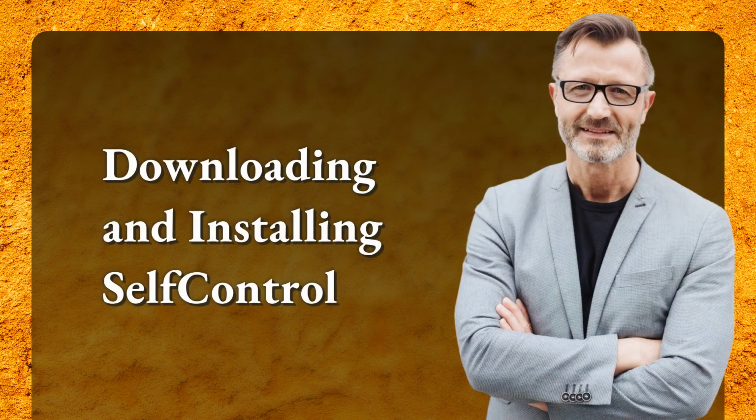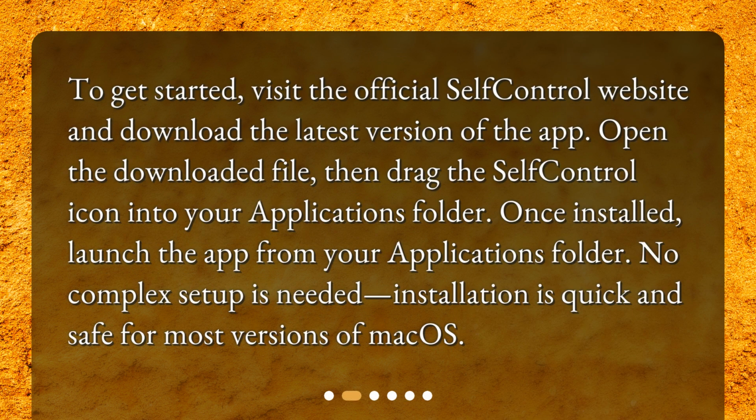Downloading and installing SelfControl. To get started, visit the official SelfControl website and download the latest version of the app. Open the downloaded file, then drag the SelfControl icon into your Applications folder. Once installed, launch the app from your Applications folder. No complex setup is needed. Installation is quick and safe for most versions of macOS.